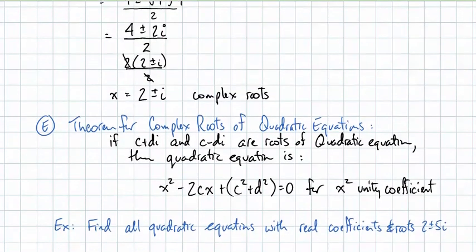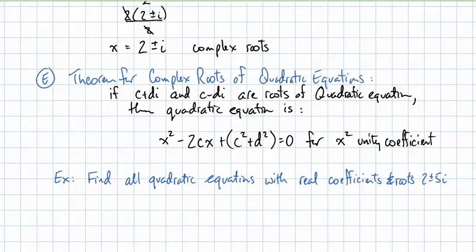So let's put this to work and look at an example where we're going to find all quadratic equations with real coefficients and the roots 2 plus or minus 5i. Okay, well, we know that when we're working with quadratics, we try to think about numbers that have a certain sum and a certain product. So the sum of my roots are 2 plus 5i plus 2 minus 5i. Well, that forms the real number 4.